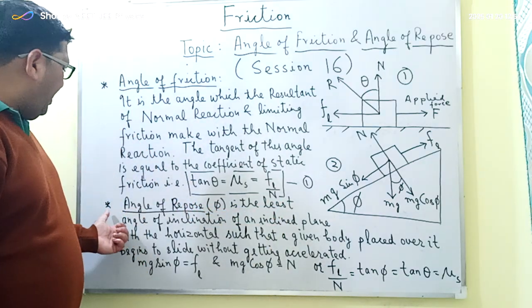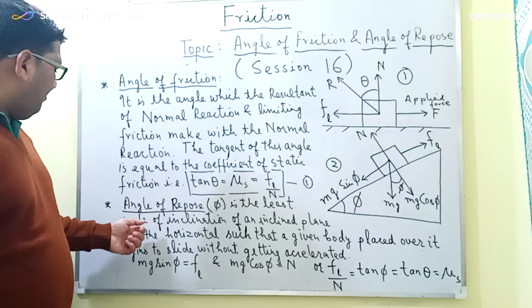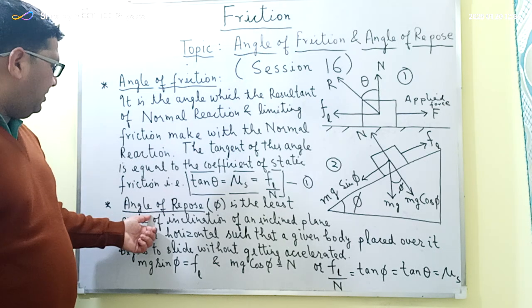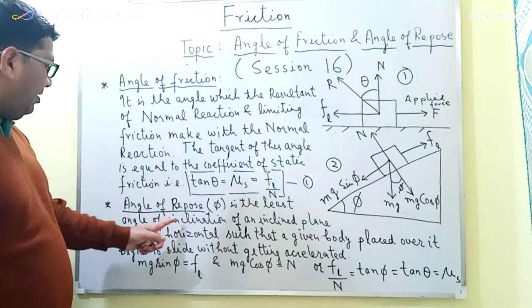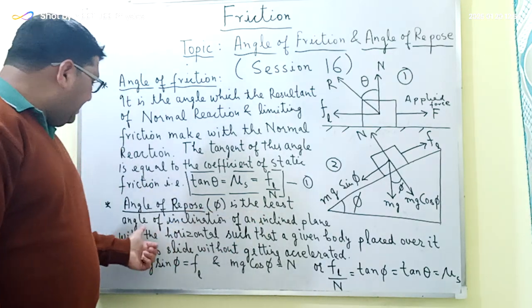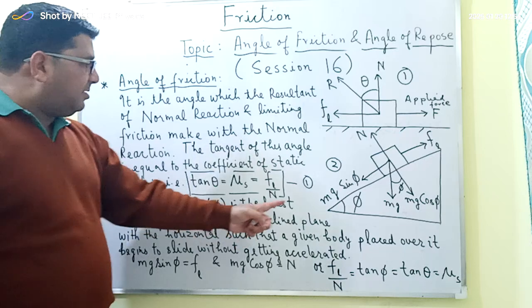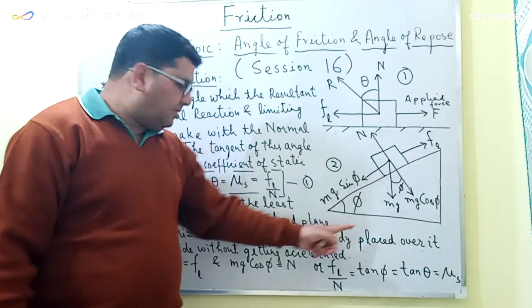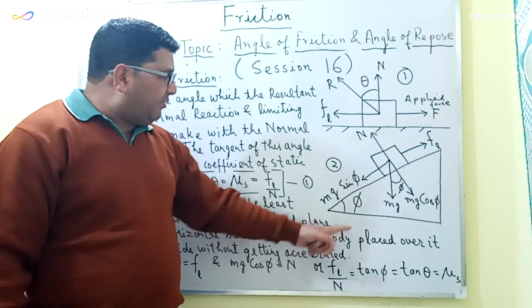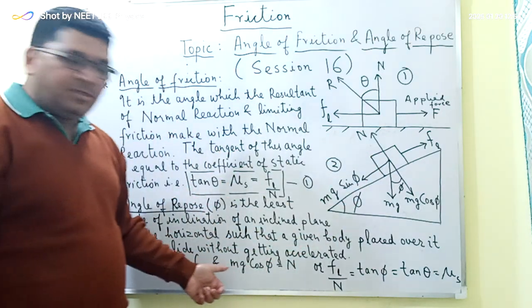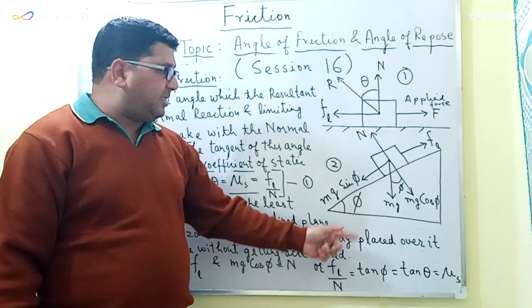Now let us come to point number 2. In point number 2, I have written down the definition of the angle of repose. So the angle of repose, depicted as phi, is the least angle of inclination of an inclined plane with the horizontal, such that a given body placed over it begins to slide without getting accelerated.